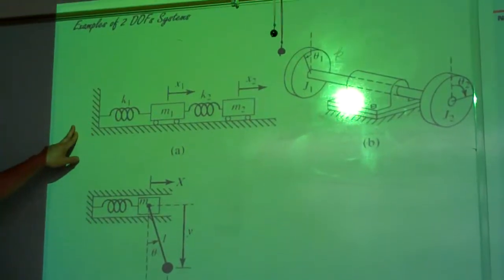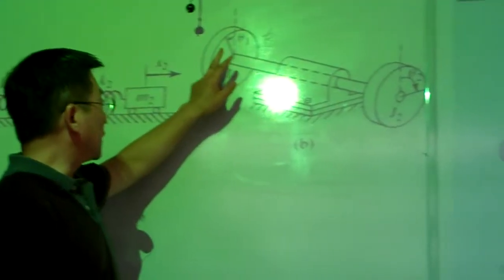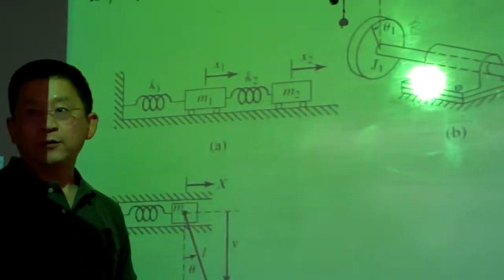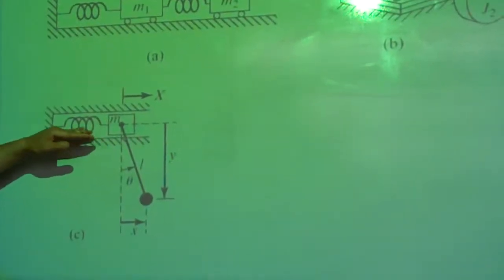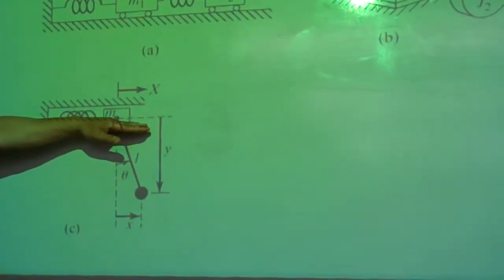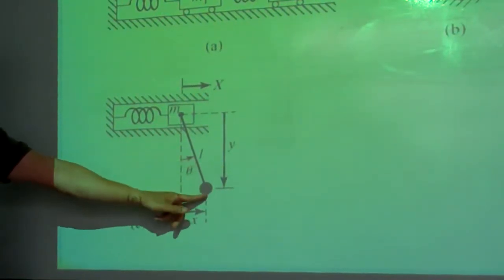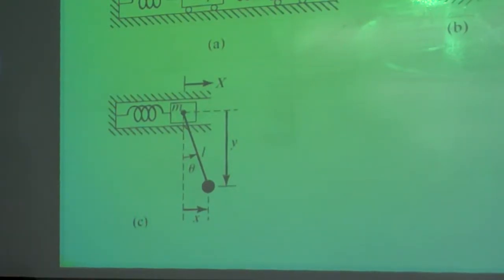This is an example of a 2 degree of freedom system. We have 1, 2 mass blocks. And again, this is rotational; we have 1, 2 inertia components. For this one, it's a combined translational oscillation and rotational oscillation. So this is the first mass and the second mass. So this is a multiple degree, 2 degree of freedom system.